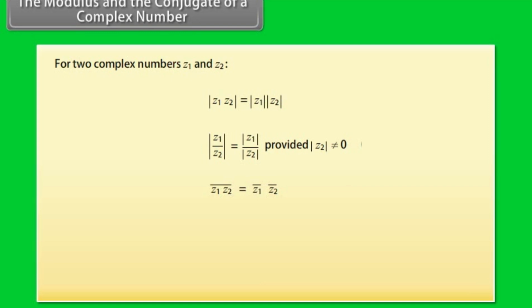Complex conjugate of product of z1 and z2 is equal to complex conjugate of z1 into complex conjugate of z2. Complex conjugate of z1 plus minus z2 is equal to complex conjugate of z1 plus minus complex conjugate of z2. Complex conjugate of z1 by z2 is equal to complex conjugate of z1 by complex conjugate of z2, provided z2 not equals to 0.